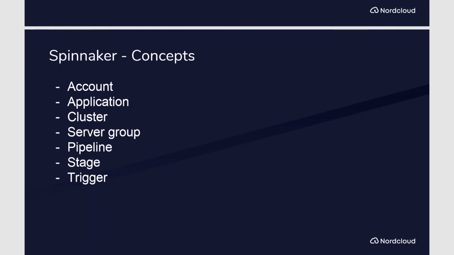And of course, like mentioned earlier, normally you want to start the pipelines automatically, and for this the trigger is used. The trigger can be a Jenkins job finishing, or a new image being pushed to a Docker registry, and there are a lot of other triggers as well. For example, a Google PubSub message if you are using Google Cloud.